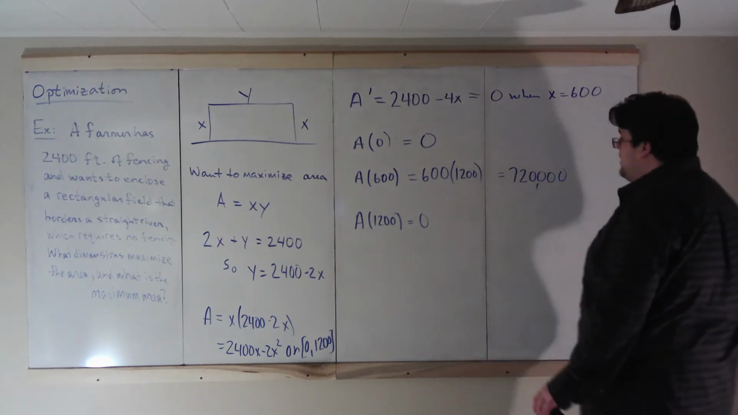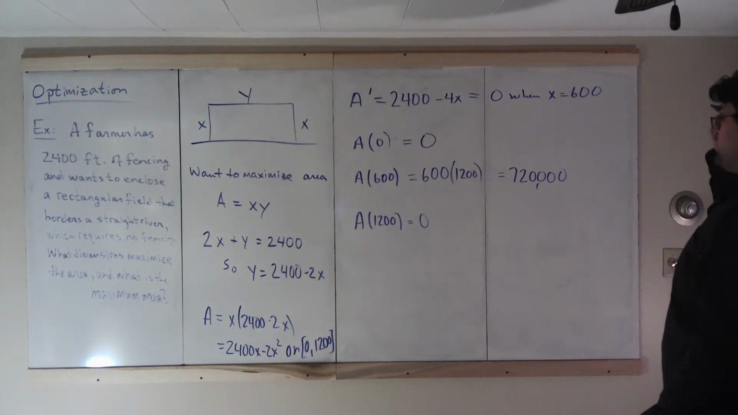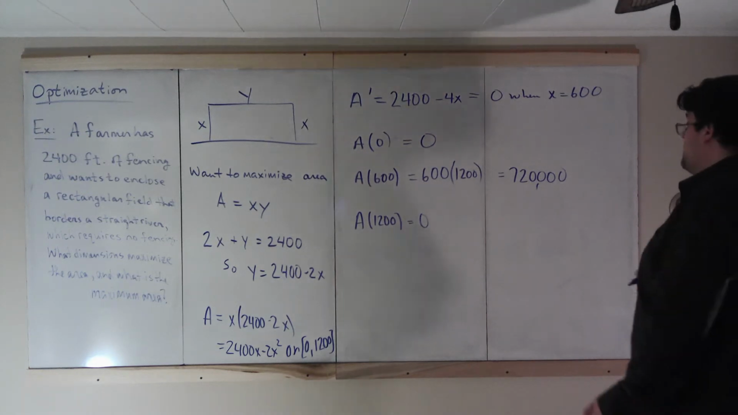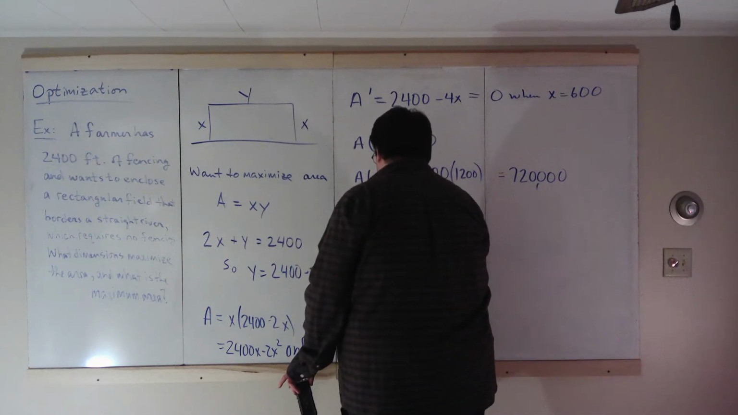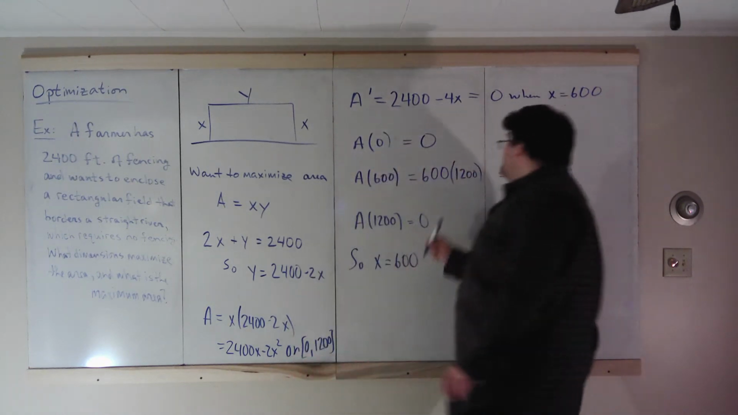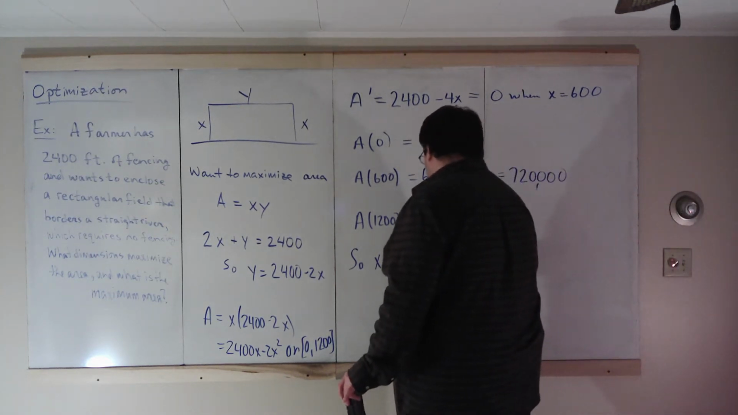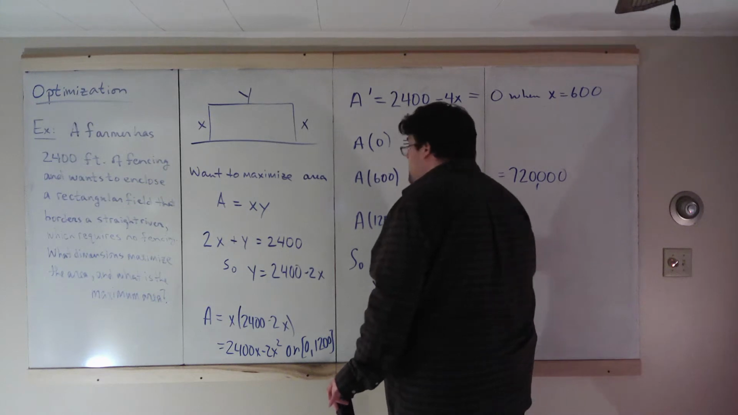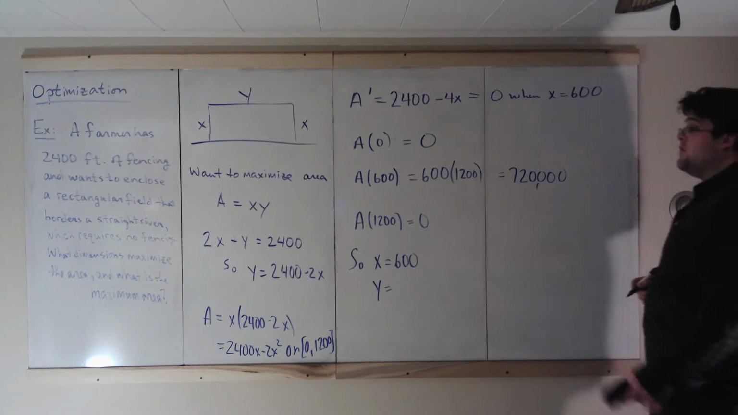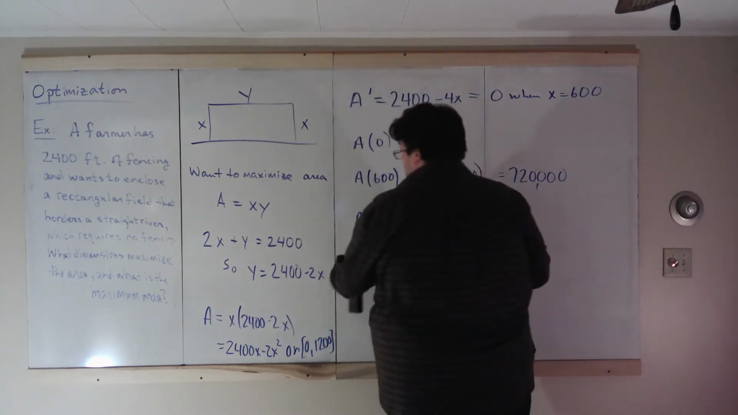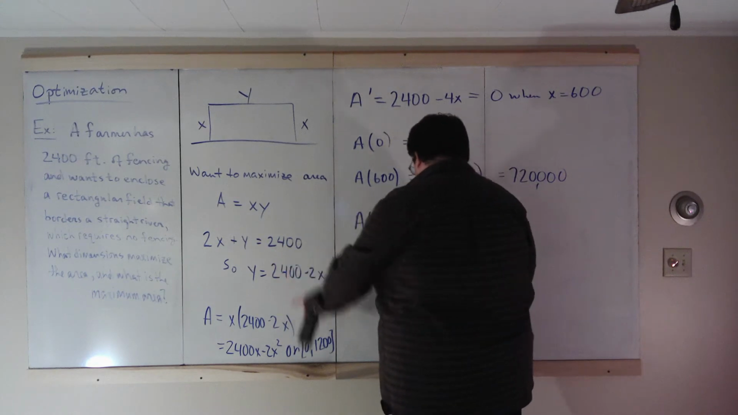So 720,000. So right here, we go back and make sure we answer the question, what dimensions maximize the area? What is the maximum area? So x equals 600. This is our largest number, so this gives the maximum area. So x equals 600, and y equals, we want the dimensions, we need the x and the y. If x is 600, then y is 1200. You could get that from the diagram or from this equation or that equation.